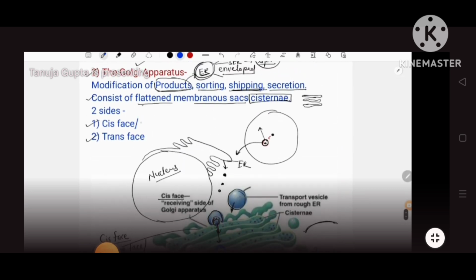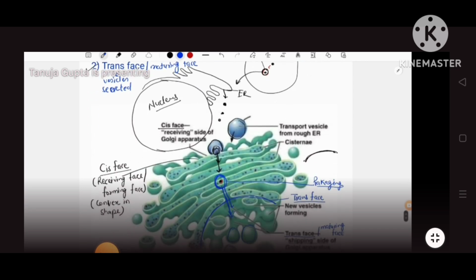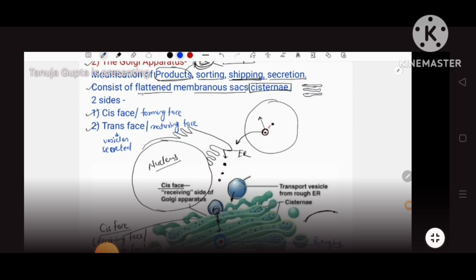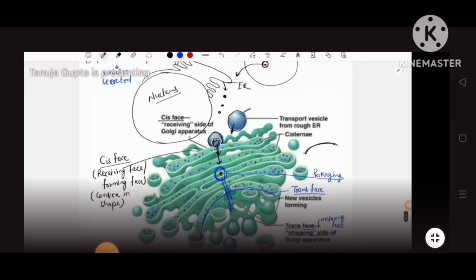So this is the actual function of Golgi apparatus, okay? Now you must be knowing the cis phase, which is also called the forming phase, and the trans phase, which is called the maturing phase, or you can say the secretory side from where the vesicle is secreted. Okay, right? Now let's go further. So this is work done by the Golgi bodies. Always remember these two phases. These are very important phases, cis phase and trans phase. Many times questions come on this one. You may be asked about this one.